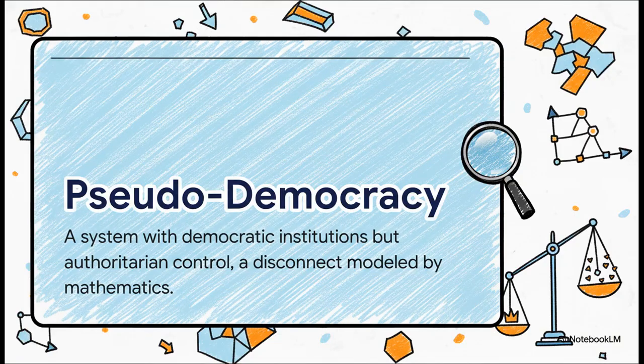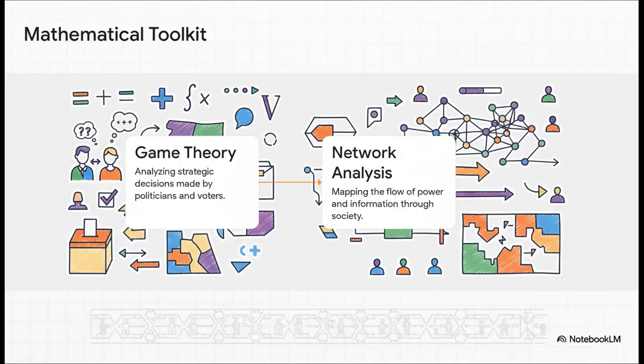Okay, first things first, we need to be clear on what we're talking about, a pseudo-democracy. This is a system that looks totally legit on the outside, right? It's got elections, politicians, all the stuff you'd expect. But behind that curtain, the power is actually locked down. And it's that exact disconnect, the gap between how it looks and how it really works, that we can actually model with math. To crack this open, we've got a couple of key tools in our toolkit.